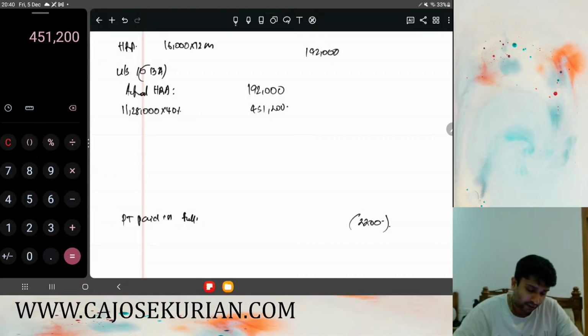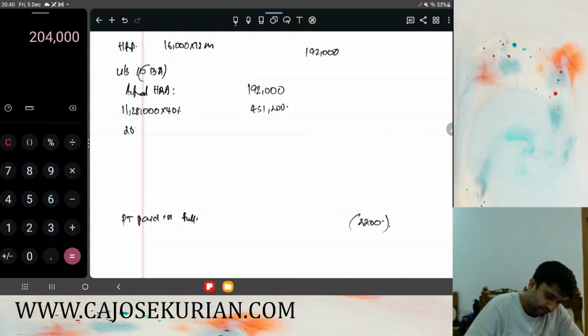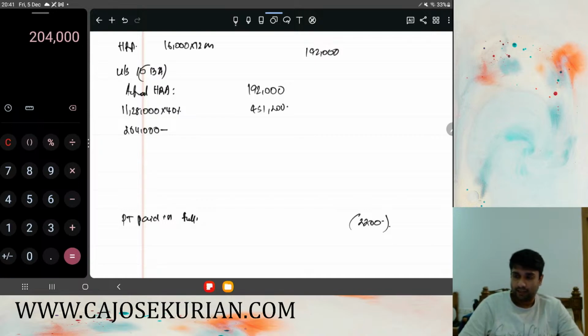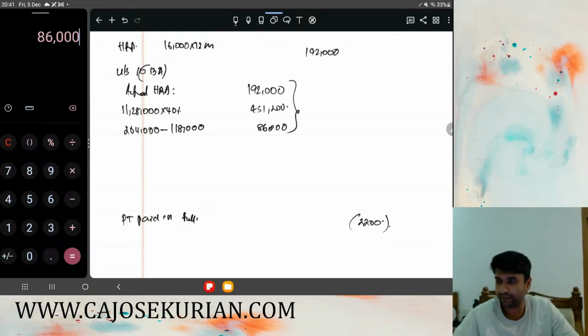or rent paid minus 10% of that particular salary. How much is the rent paid? 17,000 per month is the rent paid, sir. 17,000 into 12 will be 2,04,000 minus 10% of the basic salary plus DA forming part of the retirement benefit. So that will be 1,18,000. So minus 1,18,000. That will be 86,000, limit number 3. So lower is 86,000, right? So 86,000 you can claim as a deduction under 10(13A).